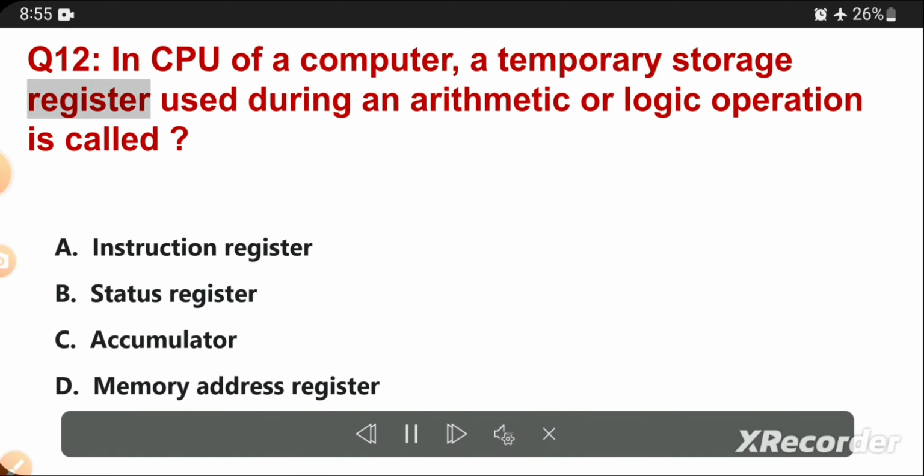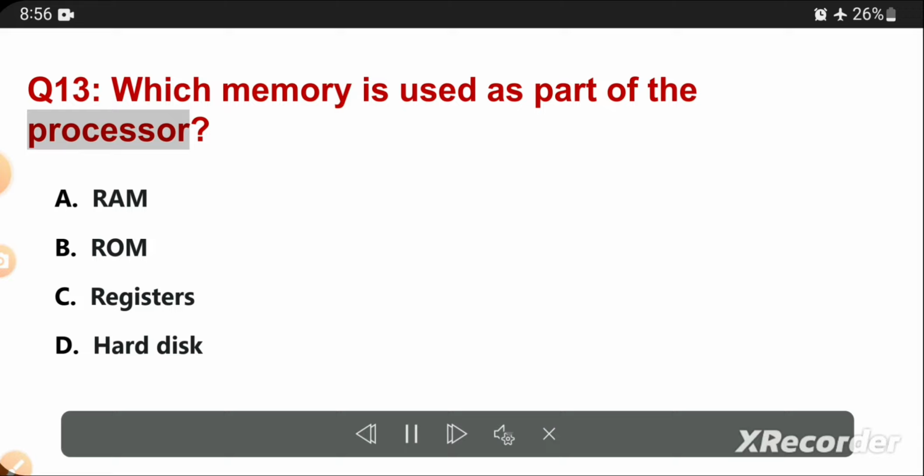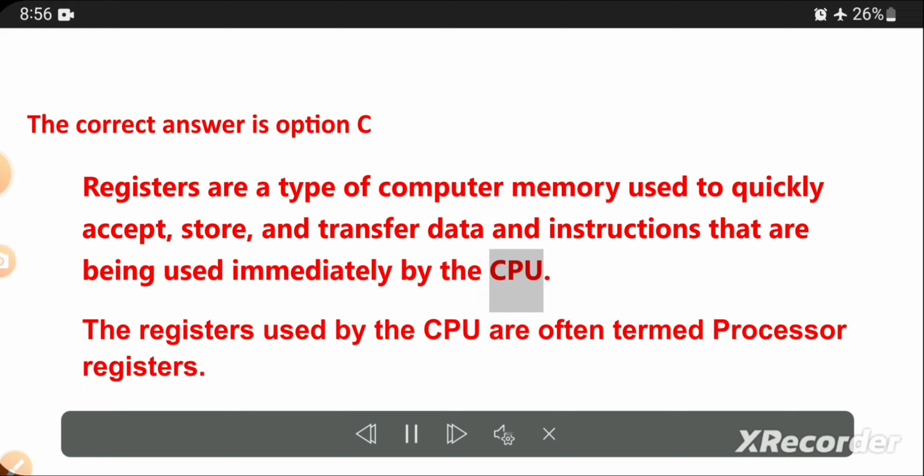Q13. Which memory is used as part of the processor? RAM, ROM, registers, hard disk. The correct answer is option C. Registers are a type of computer memory used to quickly accept, store, and transfer data and instructions that are being used immediately by the CPU. The registers used by the CPU are often termed processor registers.